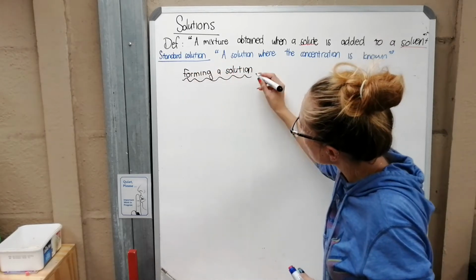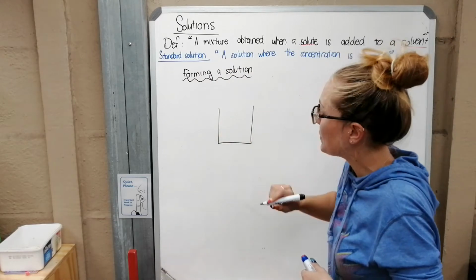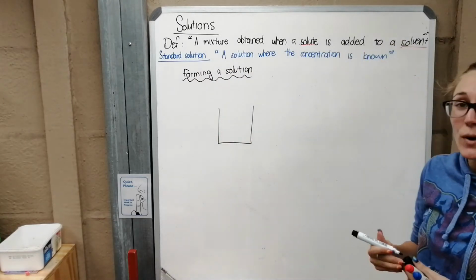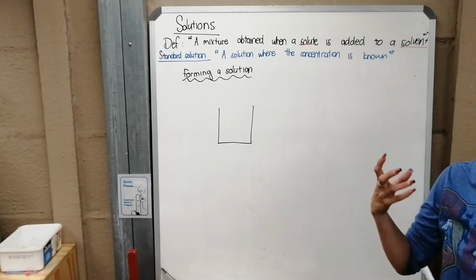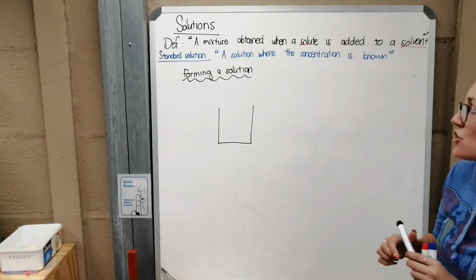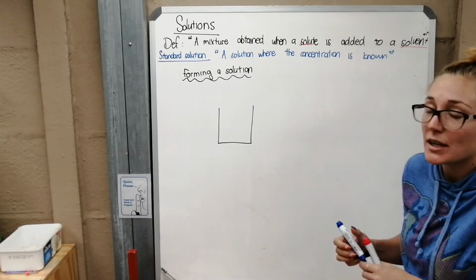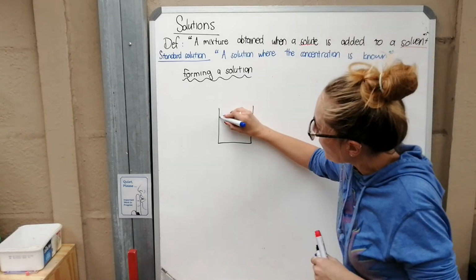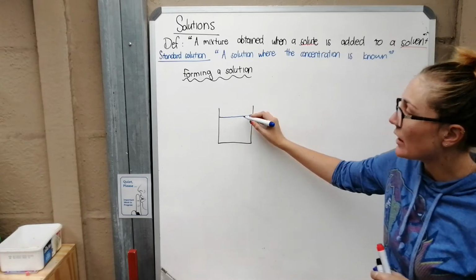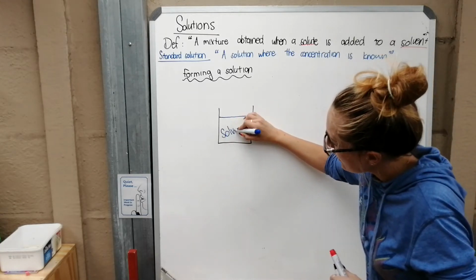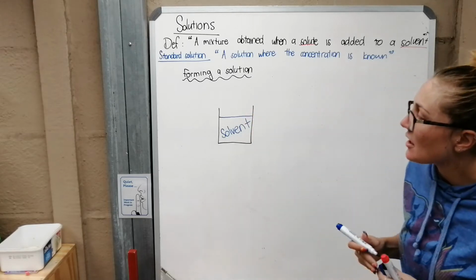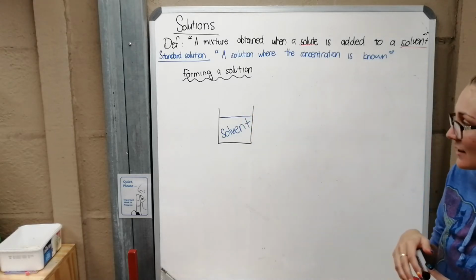Okay, so we will start with a beaker of something. Usually we do aqueous solutions. So remember, an aqueous solution is a solution where your solvent is water. Usually we deal with aqueous solutions, but it doesn't have to be aqueous. But whatever you start with, your liquid, usually water, we refer to that as the solvent. Okay, so the liquid that you start with is your solvent.